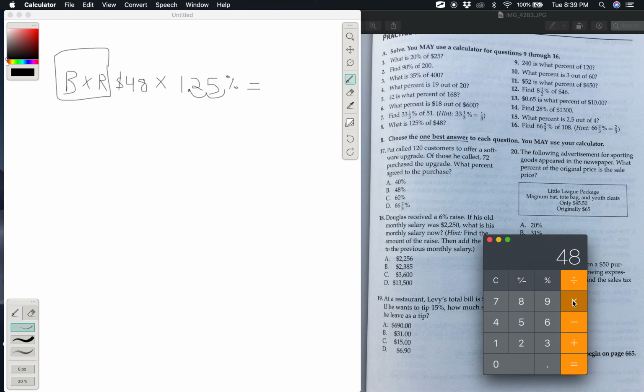So that would be equal to 48 times 1.25, which is 60. So 125% of 48 equals 60, and we knew it was going to be a larger number because if it was 100% of 48, it would be 48, but since it was higher than 100, we knew that this number was going to be higher than 48, which is the base. So we have 125% of 48 is 60.